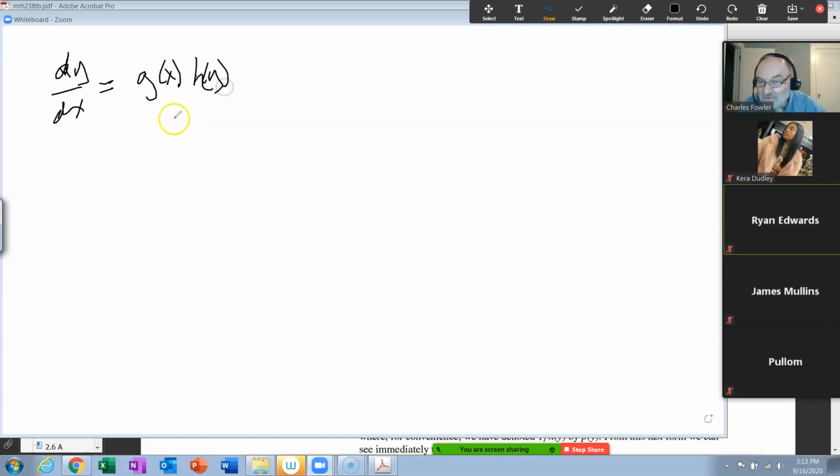Now they start doing all sorts of things. Here's what I suggest. Write it in differential form. After a while, I'm going to do it in one step. Write it in differential form: dy is equal to g of x h of y dx.